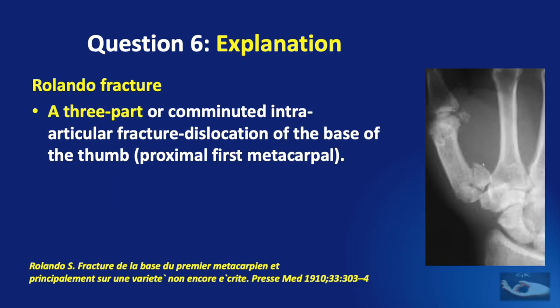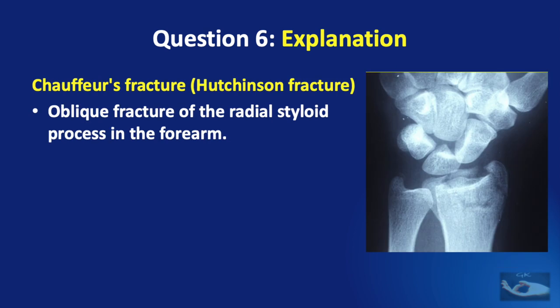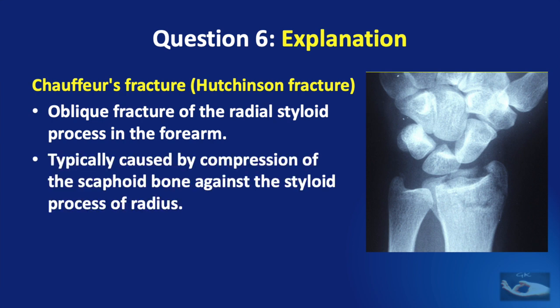The Rolando fracture, on the other hand, is a three-part or comminuted intra-articular fracture dislocation of the base of the thumb. The Boxer's fracture is a fracture of the neck of the fifth metacarpal bone, and the Smith's fracture, otherwise known as the Hutchinson fracture, is an oblique fracture of the radial styloid process in the forearm, which is typically caused by compression of the scaphoid bone against the styloid process of the radius.